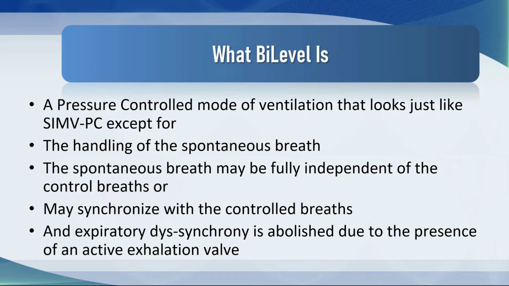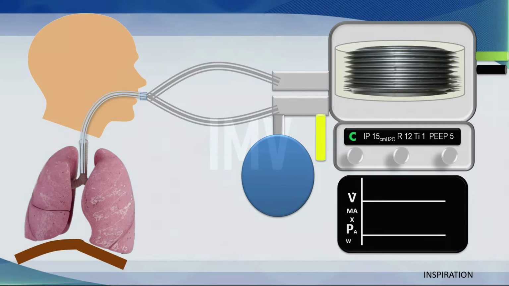To understand what bilevel is, we need to go back in time to when this was a very modern technology. In tutorial 6 I mentioned intermittent mandatory ventilation or IMV volume control, but there is a pressure control variant. On this particular setup we have pressure control ventilation, inspiratory pressure of 15 centimeters of water with a PEEP of 5 that will give a pressure limit of 20. With a respiratory rate of 12, that's one breath every 5 seconds, and an inspiratory time of 1 second.